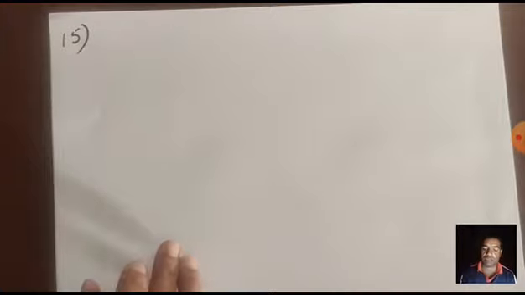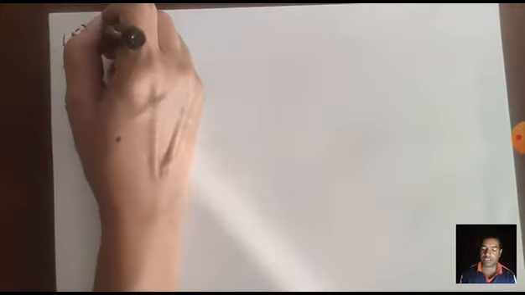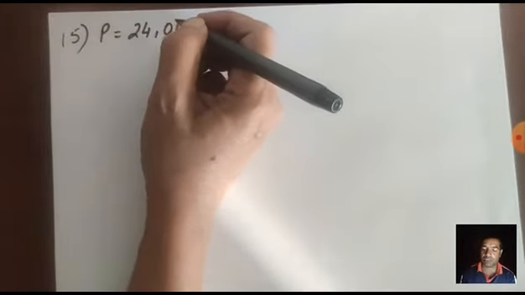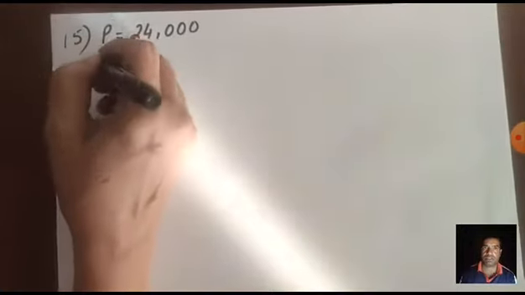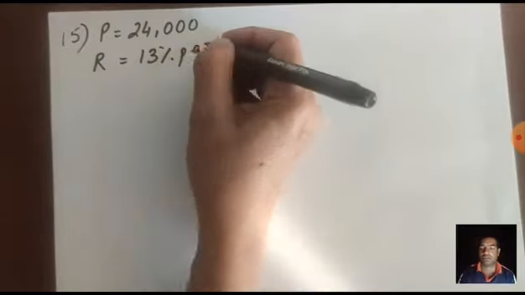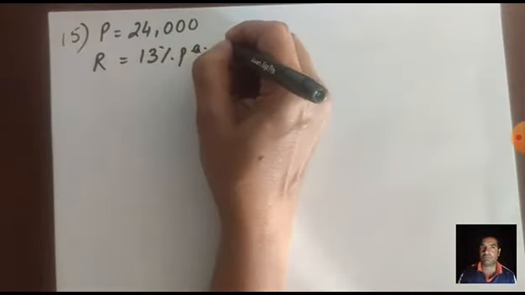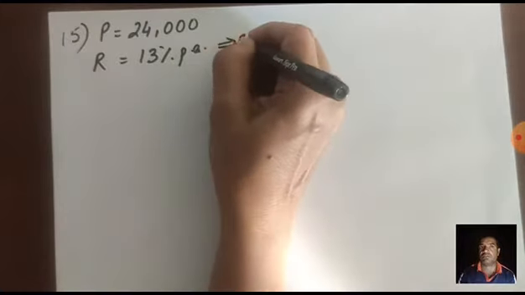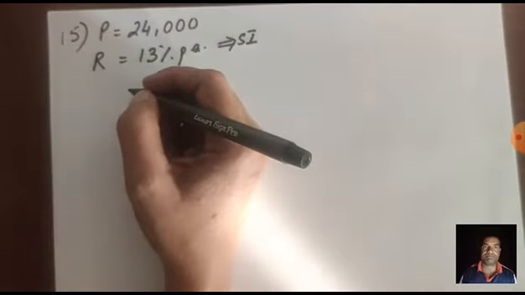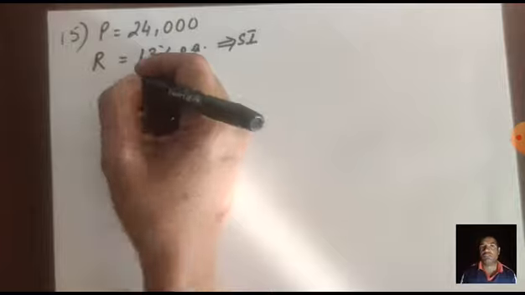Now after that we will see question number 15. In question 15 it is given that Mr. Sharma borrowed 24,000 at 13% per annum simple interest and an equal sum at 12% per annum compound interest. Find the total interest earned by Mr. Sharma in 2 years. P is 24,000, R is 13% per annum, and this is for the simple interest. T in both cases is given as 2 years.